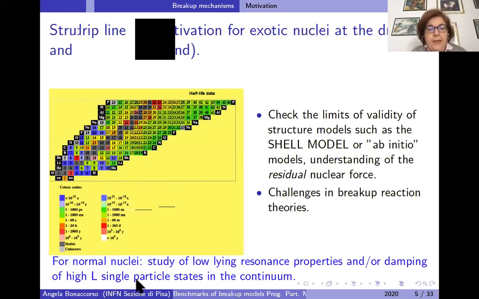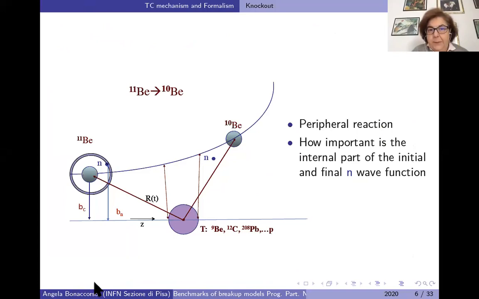In the old days, these reactions were studied with normal nuclei. And in those cases, people were interested in the real transfer to low-lying resonances of the target and of the effect of the single particle states in the continuum when the angular momentum was very high. Now, suppose we are starting with a simple nucleus, halo, in which the neutron is far away from the core.